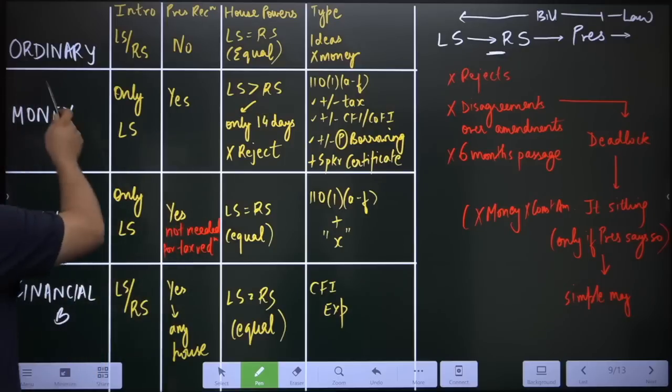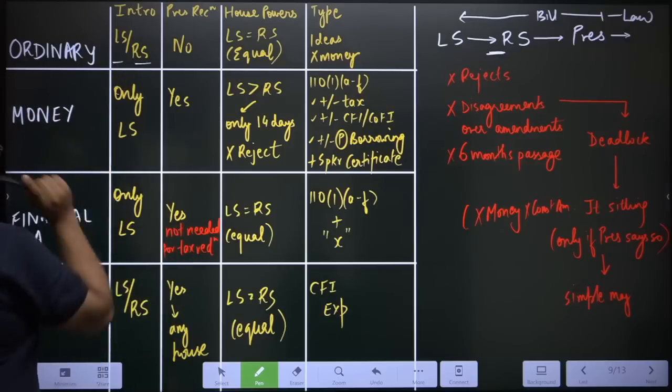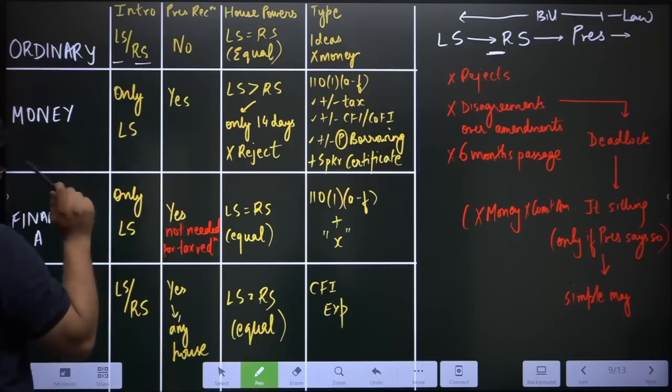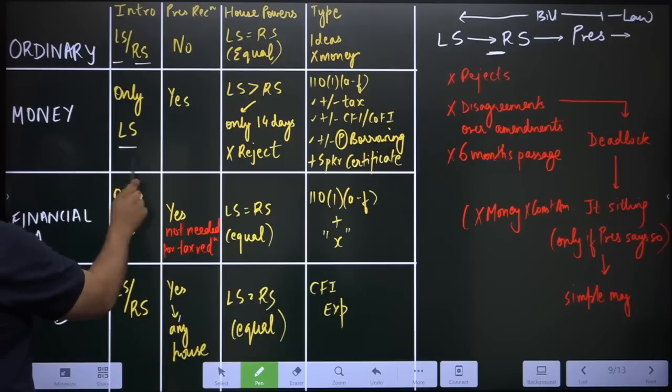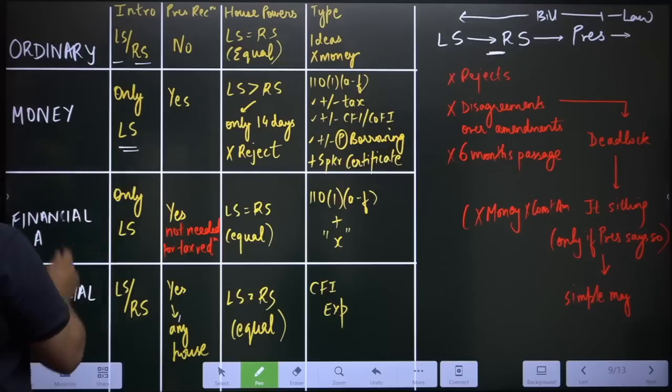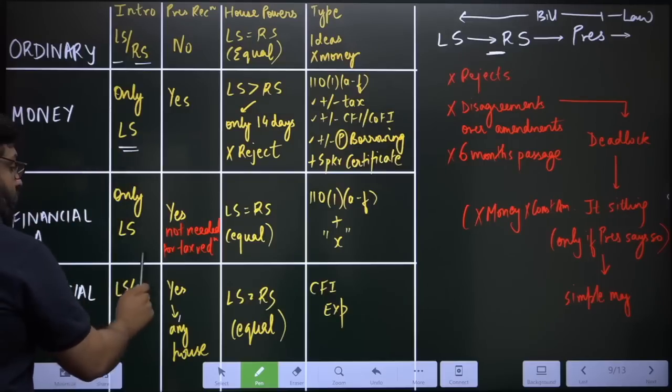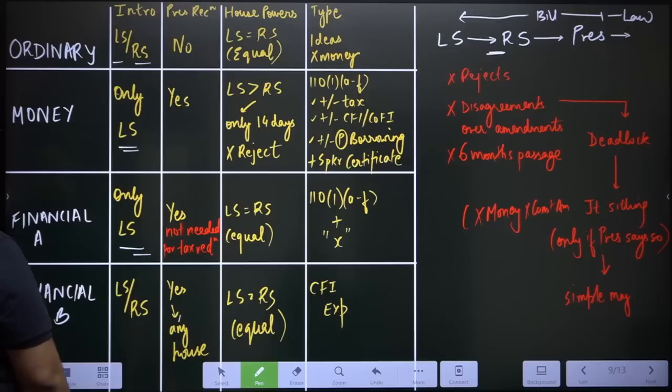So an ordinary bill can be introduced in either of the two houses, whereas a money bill can only be introduced in the Lok Sabha. A financial bill A can also only be introduced in the Lok Sabha, whereas a financial bill B can be introduced in either of the two houses, no problem at all. Financial bill B is fairly similar to ordinary in terms of introduction.